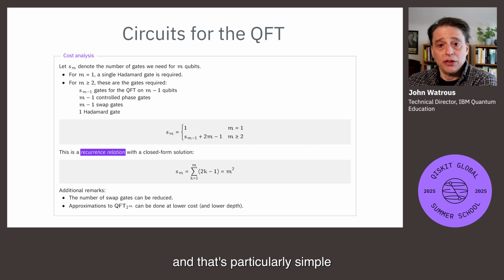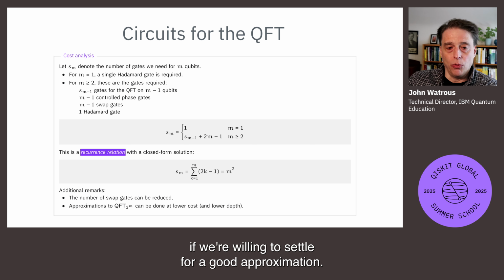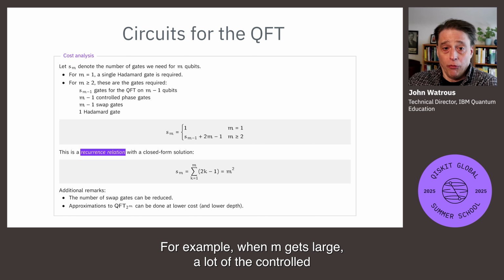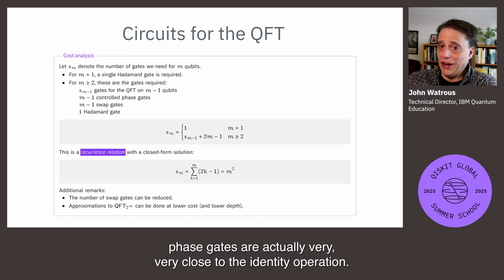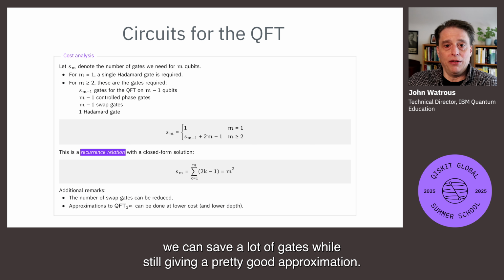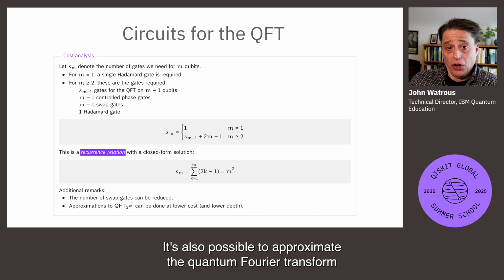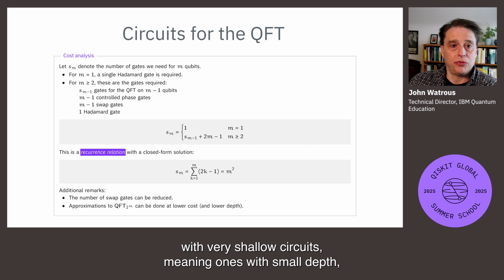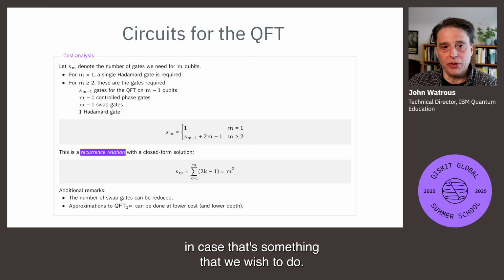And that's particularly simple if we're willing to settle for a good approximation. For example, when m gets large, a lot of the controlled phase gates are actually very, very close to the identity operation. And by eliminating the ones that are very close to the identity, we can save a lot of gates while still getting a pretty good approximation. It's also possible to approximate the quantum Fourier transform with very shallow circuits, meaning ones with small depth, in case that's something that we wish to do.